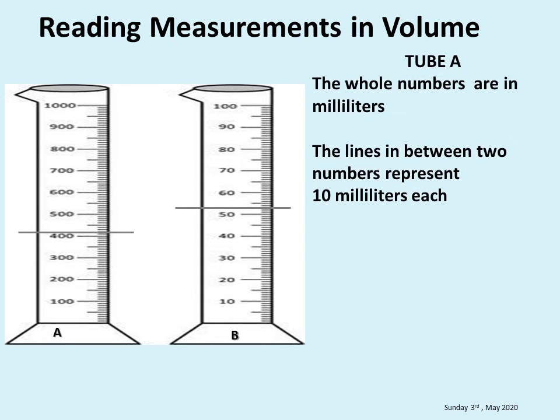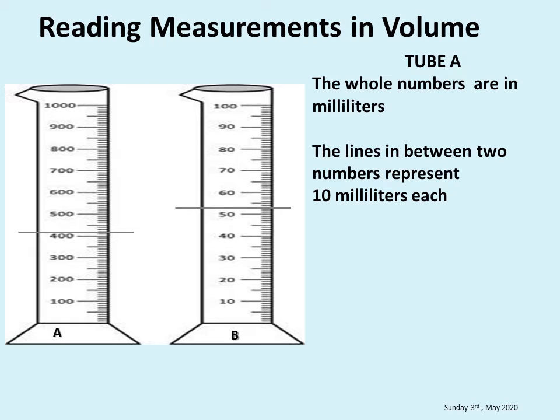Now let us see tube A. The difference between each of the numbers we have on tube A is 100. Do you notice that? It's moving from 100 to 200 to 300. So the difference is 100. Then please note that the whole numbers are in milliliters. That means we have 100 milliliters, 200 milliliters, 300 milliliters, up to 1000.